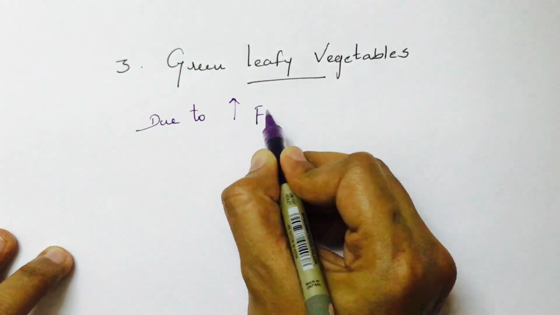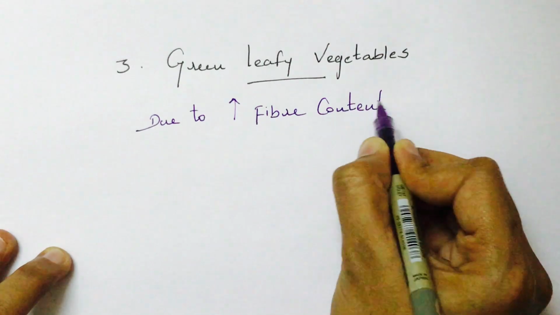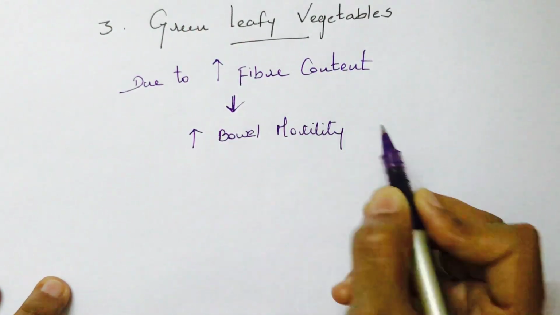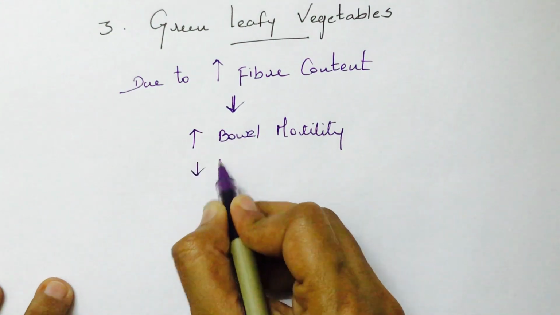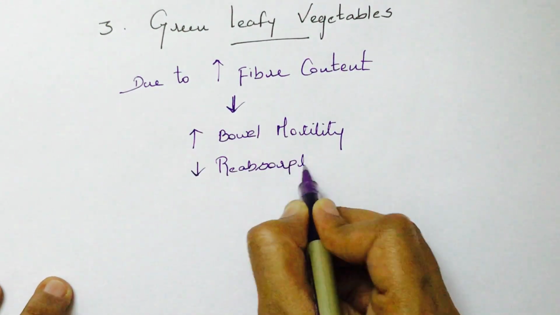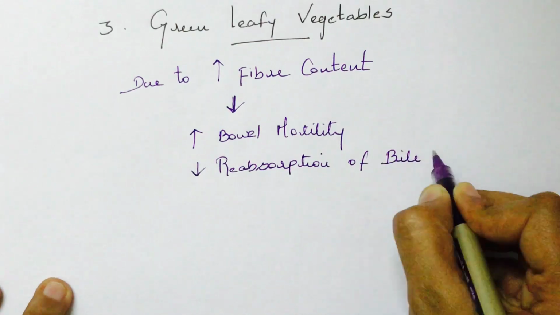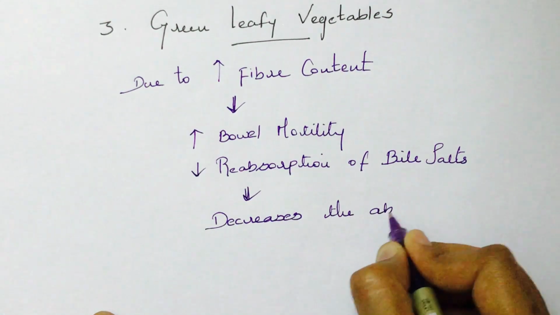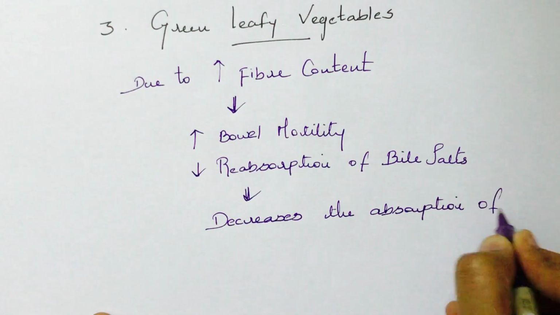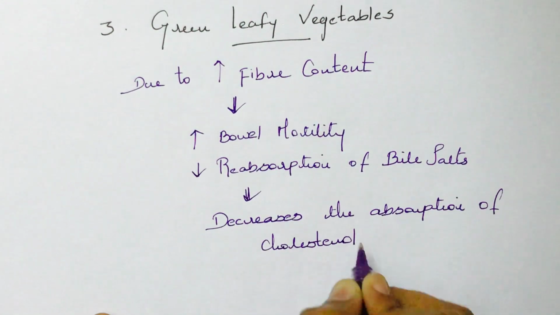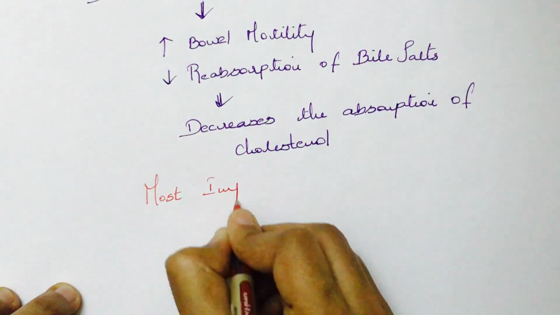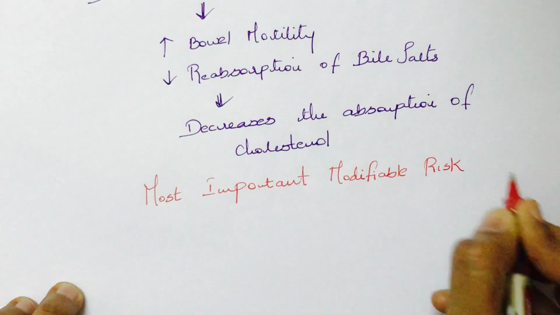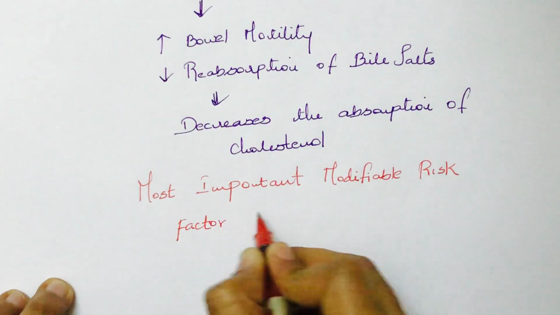Number 3 is green leafy vegetables. Due to increased fiber content, they increase bowel motility, which decreases the absorption of bile salts and thereby causes decreased absorption of cholesterol. The most important modifiable risk factors for coronary artery disease are mainly sucrose and cigarettes.